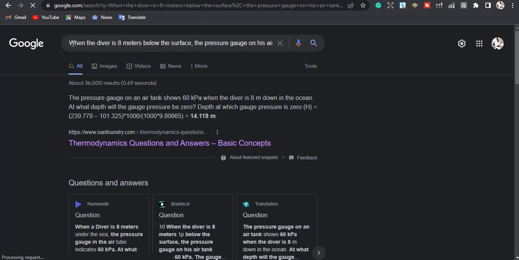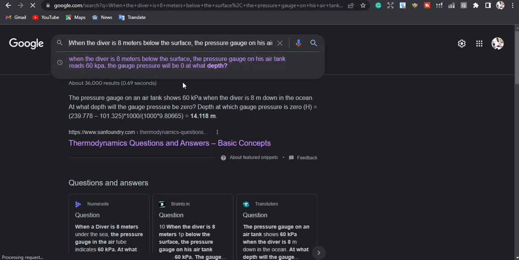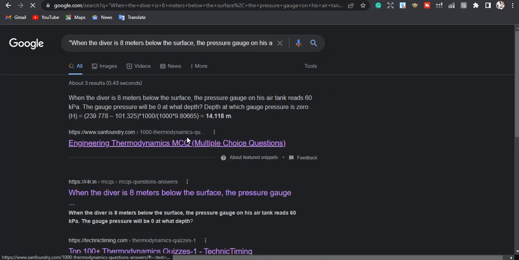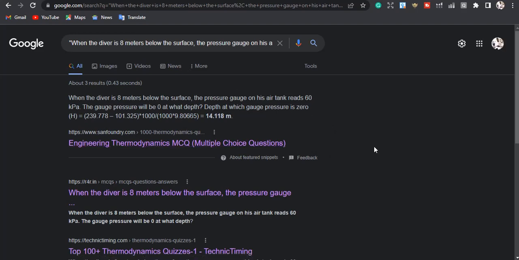So in order to get that specific question bank, you just have to add your quotation mark to the question you've already typed in Google, and then that will give you the exact question bank. Question bank means that you will get other similar questions attached to that specific question you are looking for, with their answers.